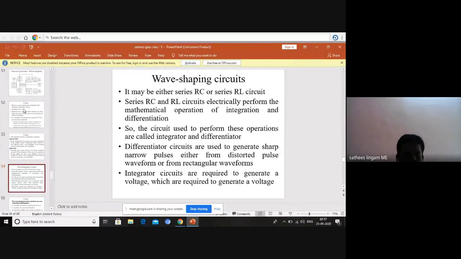Then one more wave shaping circuit that we have discussed previously is the clipper and clamper. Clipper is also doing the function of what? The function of wave shaping. So that is also considered a wave shaping circuit. In the clipper and clamper we are mostly using capacitor and resistor along with our diode. So that is also acting as a wave shaping circuit.